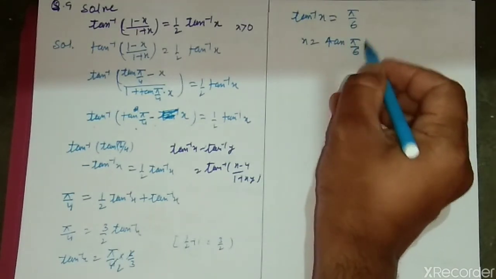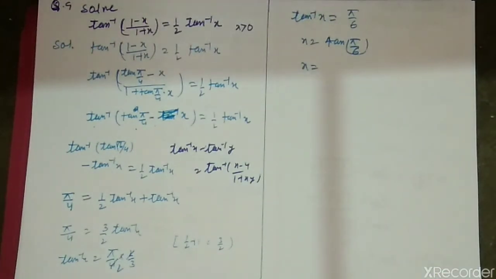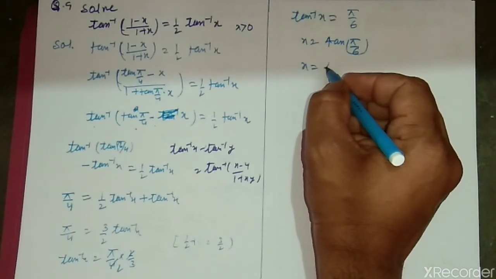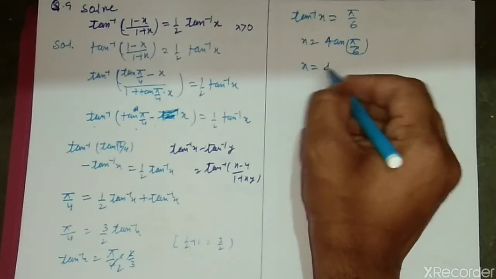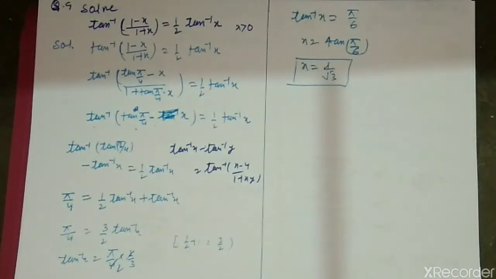So x is equal to tan pi by 6, and we have to find the value of this, tan 30, and we know that tan 30 is 1/√3. So x is 1/√3, clear. So you can solve this kind of question, clear.